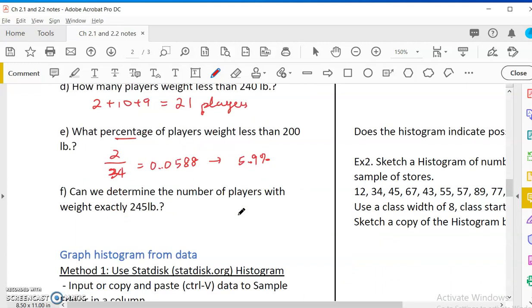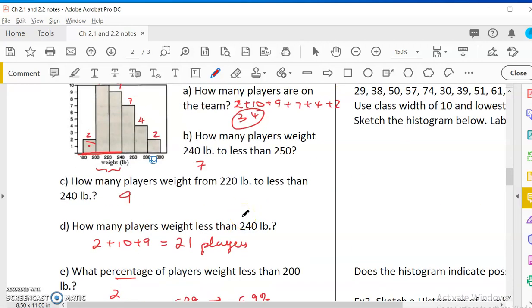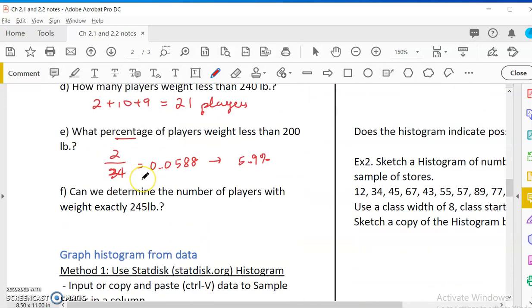Okay. Can we determine the exact number of players with weight exactly 245? 245 is in which range? It is in the range of 240 to 250, right? So there's 7 of them. But do we know what the 7 numbers are? We actually don't know. No. The frequency is 7 between 240 to 250, but we don't know how many are exactly 245.